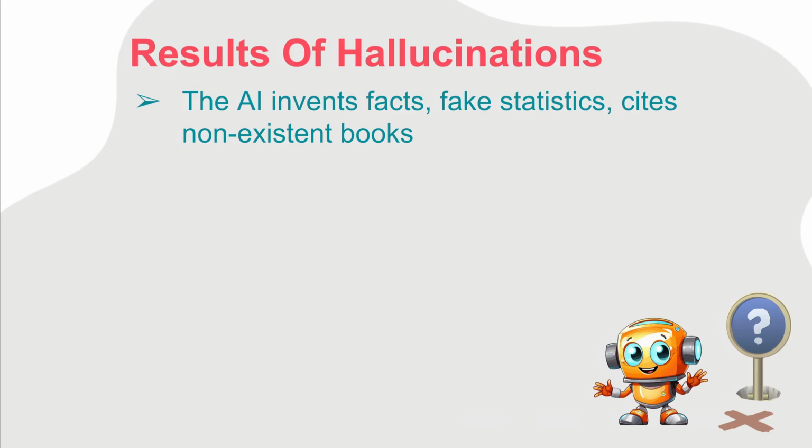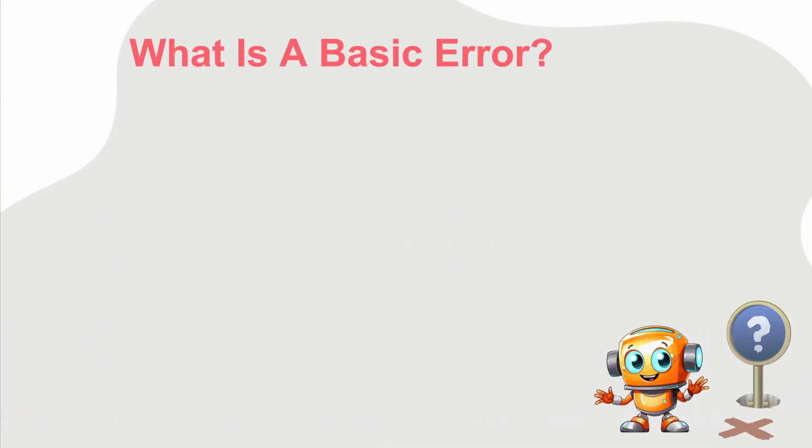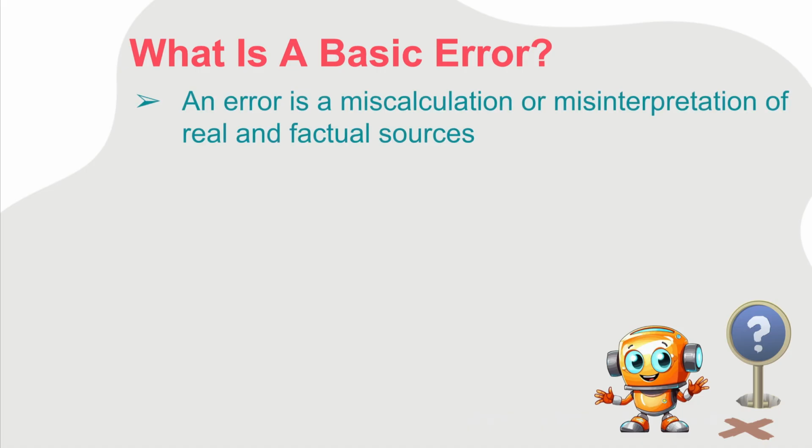But to really help you understand how to spot AI hallucinations, we have to understand what exactly is a simple and basic AI error, not a hallucination. An error is just a miscalculation or a misinterpretation of real and factual sources. Again, think of the real world before AI. If you're in a desert and you see a mirage, that's a hallucination. It doesn't exist. But if you see a real puddle of water and you think it's drinking water, but it's not drinking water, that's just an error. But the puddle was really there. And a hallucination would be that the puddle wasn't there, it was a mirage.